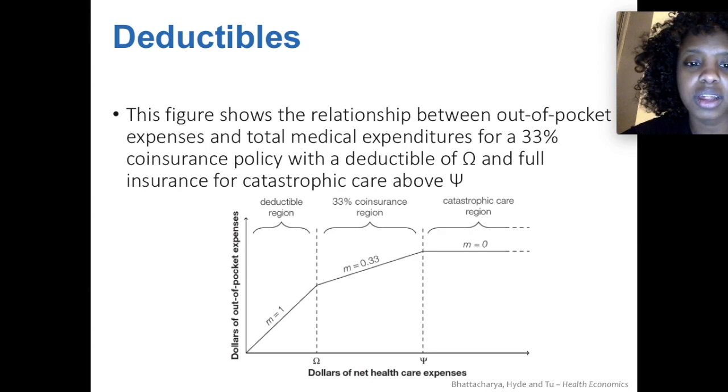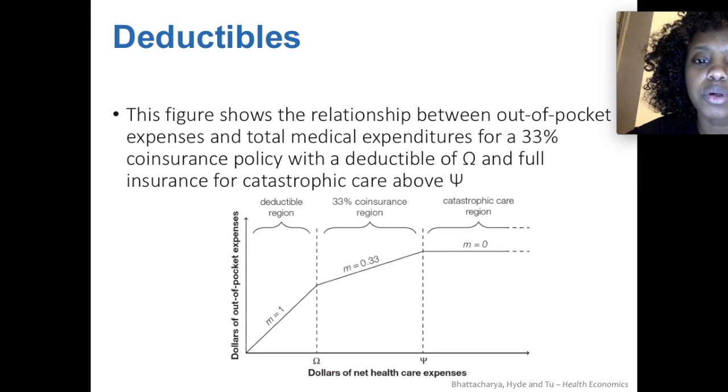Here's what the deductible looks like in a graph. On the y-axis, it's out-of-pocket dollar expenses, and on the x-axis, it's your net healthcare expenses. Below the deductible, it's a 1-to-1 ratio. The slope is 1 here, up until you hit your deductible of omega. In that last example, omega would equal 1,000. So omega is the deductible.